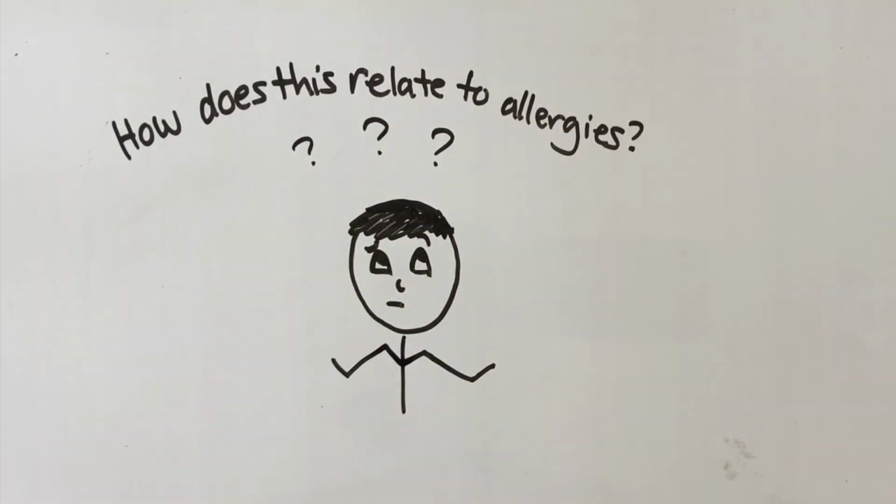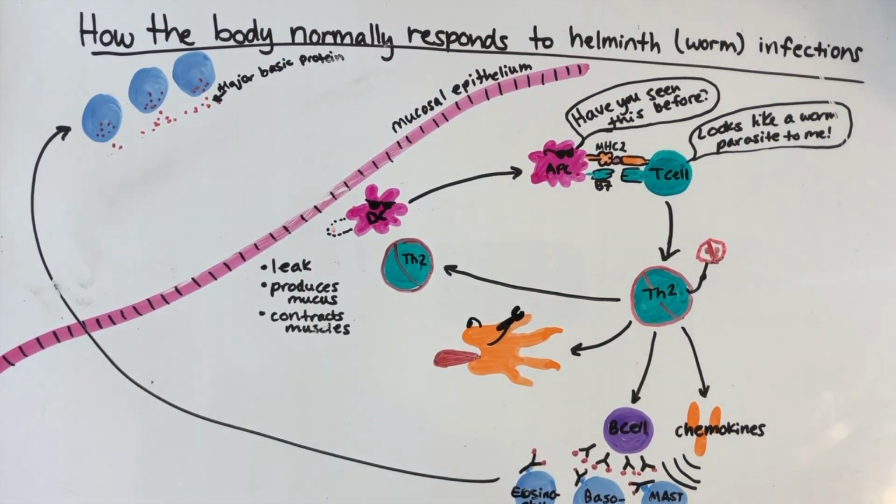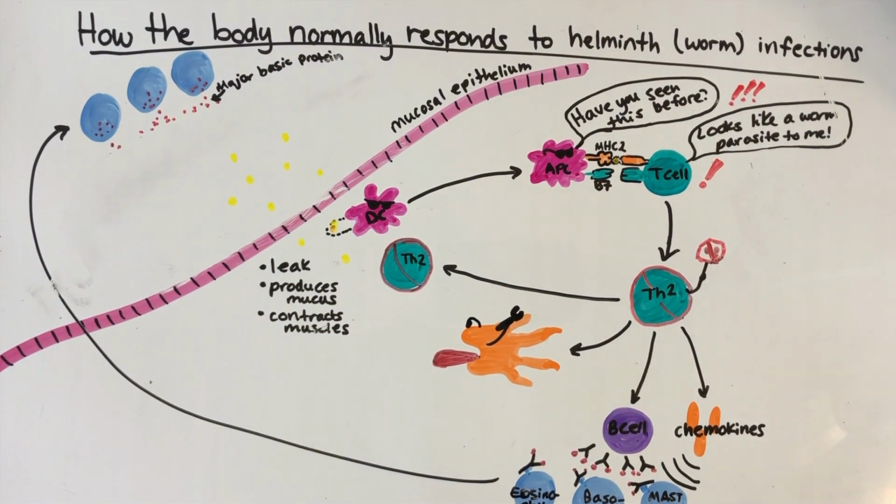So how does this relate to allergies? Well, without worm parasites present for the Th2 immune cells to attack, the T cells never properly learn what a worm parasite is. As a result, they can sometimes falsely identify harmless molecules as worm shed molecules.